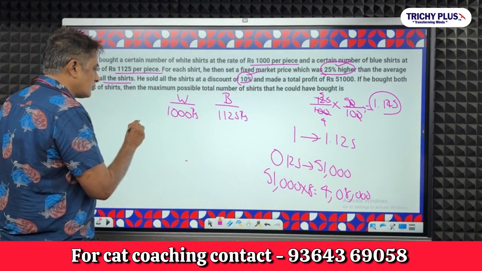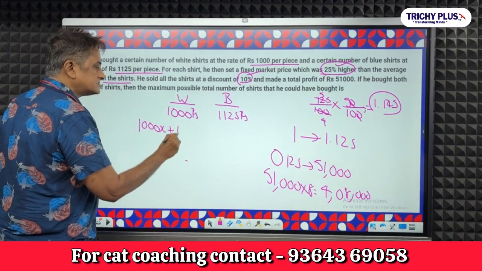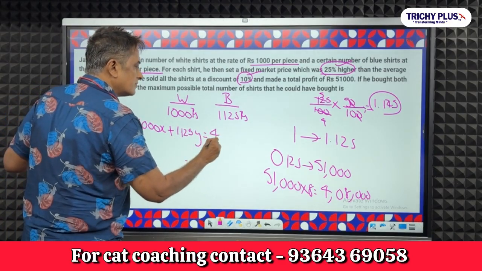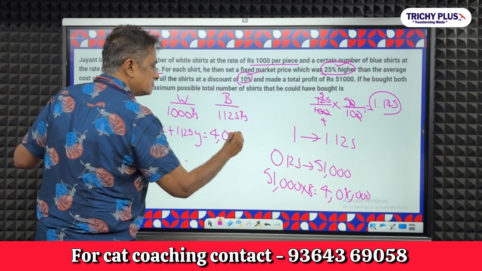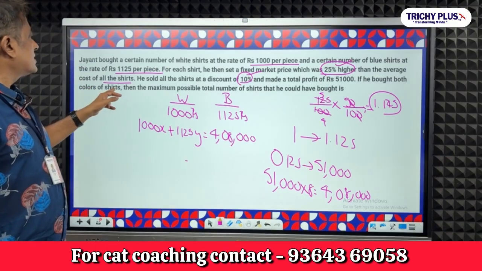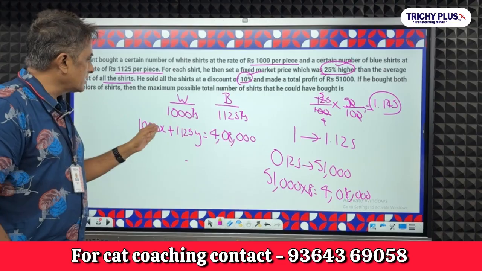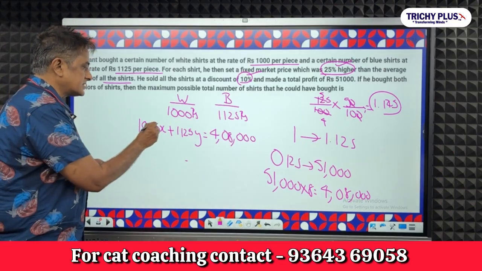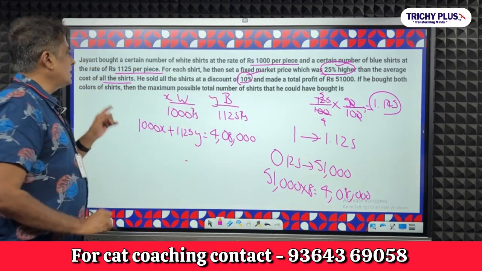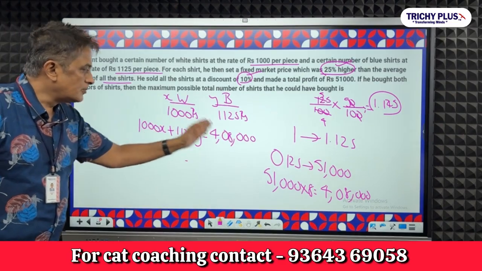Appo I got some white shirts, and I got some blue shirts, and the total cost is 4,08,000. He brought all the colors of shirts. I'm saying white; I can put it as X or as W, and this as Y or B. He brought both colors of shirts. அப்படின்னா white-ம் வாங்கியிருக்கார், blue-ம் வாங்கியிருக்கார்.